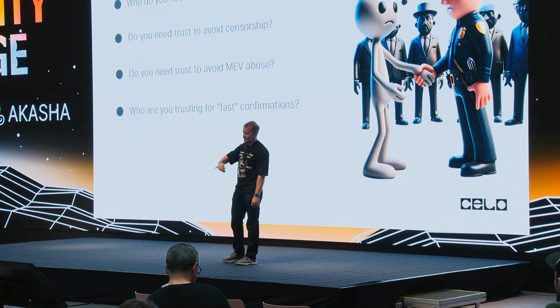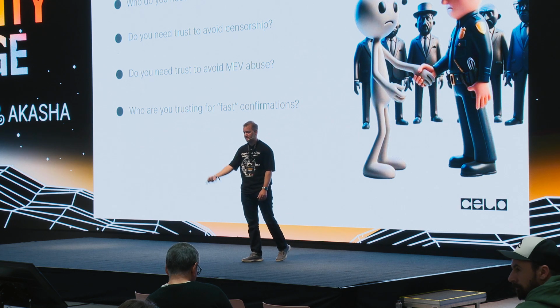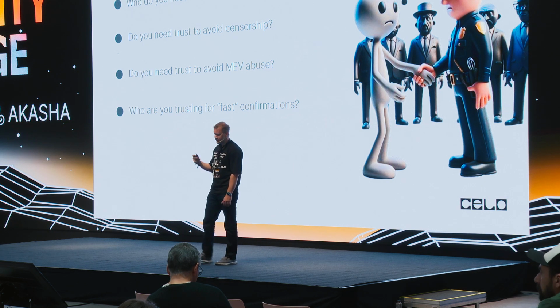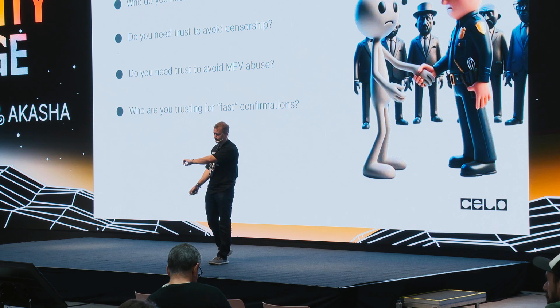Trust is related to censorship. We say that we want decentralized systems because we want to avoid trust. What we want to avoid is censorship. We want to avoid that someone has the power to say, okay, this transaction goes in, but this transaction doesn't go in. And if you have a centralized sequencer, well, you have that problem: you are trusting that sequencer not to censor. And they might censor because, say, the government says so.